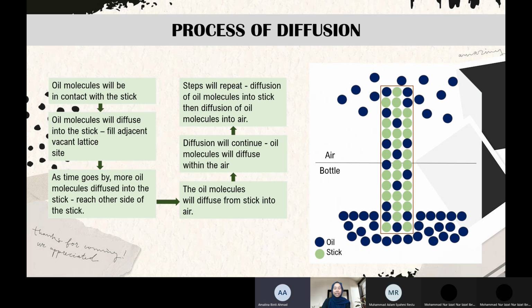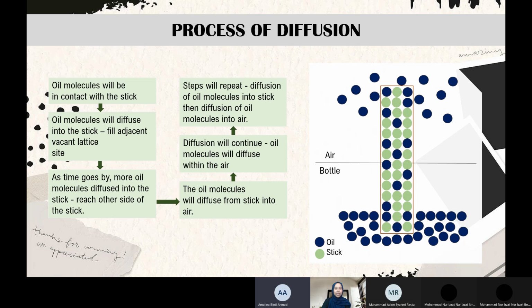The process of diffusion starts when the stick is put into the oil. So the oil molecules will be in contact with the stick, and this will allow the oil molecules to diffuse into the stick by filling any adjacent vacant site. As time goes by, the amount of oil molecules diffused into the stick will increase and they will go deeper into the stick and reach the other end.